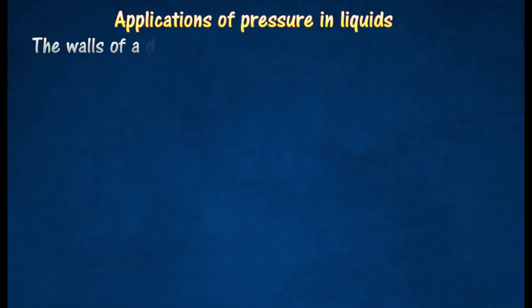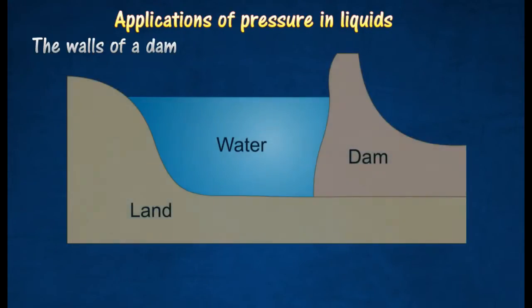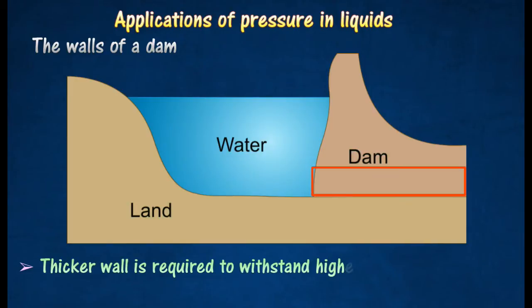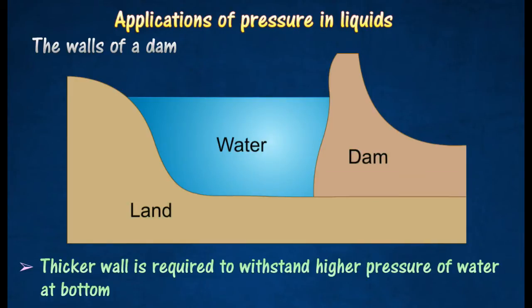A dam is built across a river, to collect water for the purposes of water supply, irrigation and generation of hydroelectric power. A thicker wall is required to withstand greater pressure, since water pressure increases with depth.